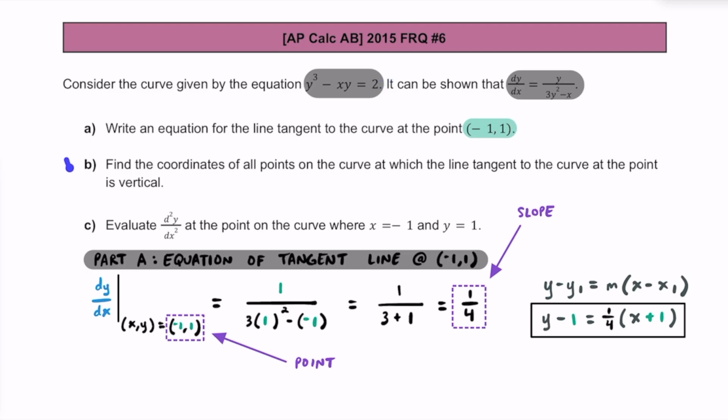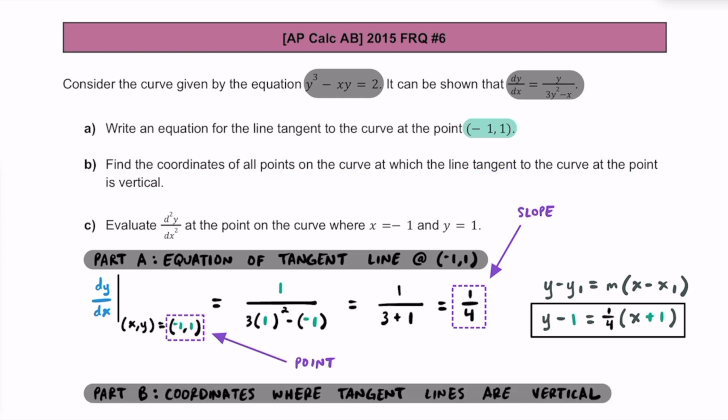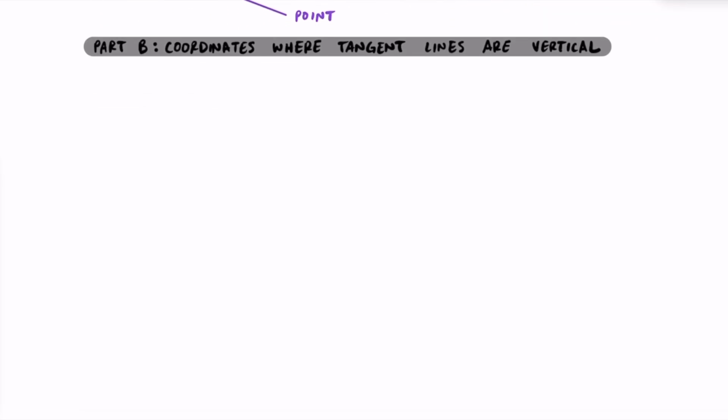Now let's take a look at part B, where we're going to find all the coordinates of the points on the curve at which the lines tangent to the curve at these points are going to be vertical. Alright, so in order to do this part, we're going to have to figure out where the tangent lines are going to be vertical or have a slope that is undefined. Now remember, we were given this information from the beginning that this is the derivative of the original equation, which means that this tells us the instantaneous rate of change.